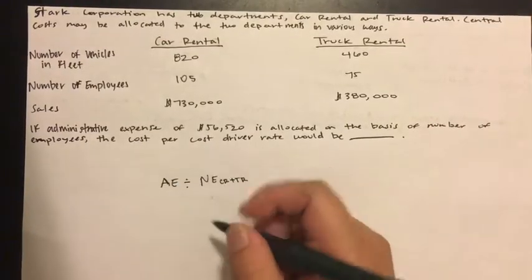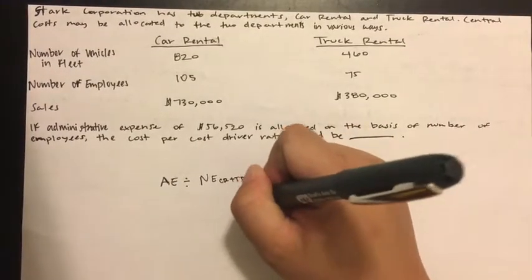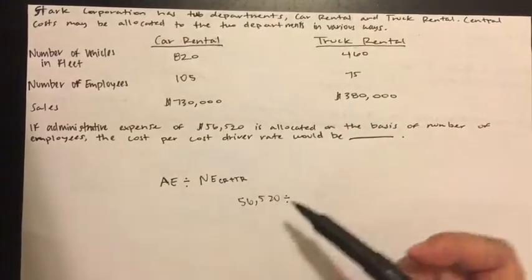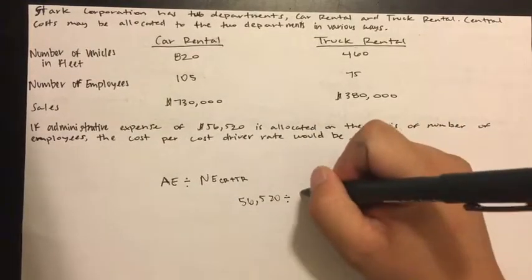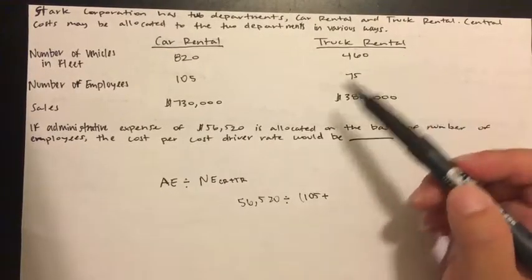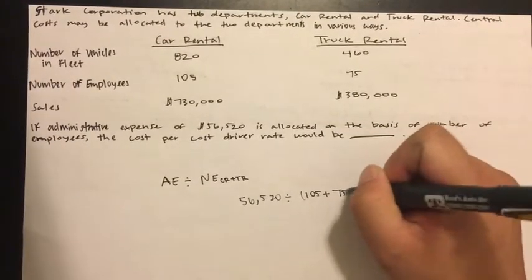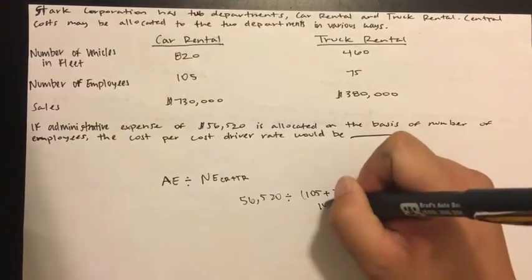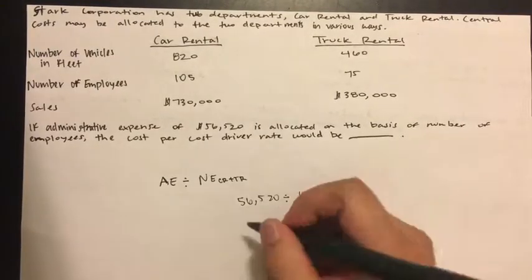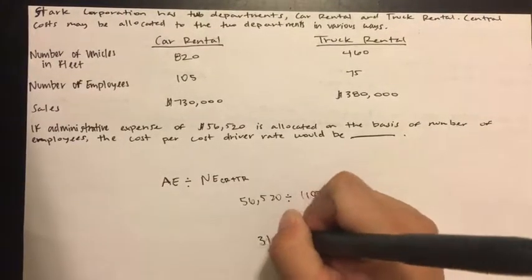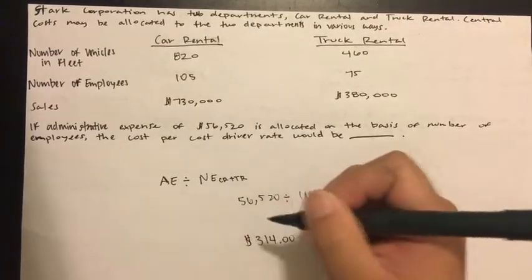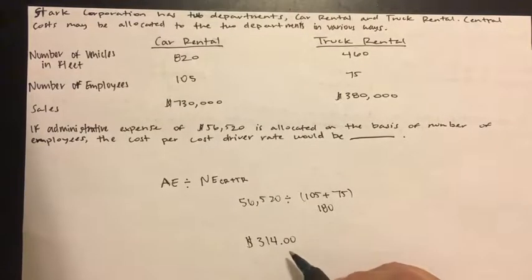So our administration expense is $56,520, and then our number of employees for car rental is 105, plus the truck rentals for number of employees is 75. That equals 180. So 56,520 divided by 180 is going to give us $314. So $314 is the cost per cost driver rate.